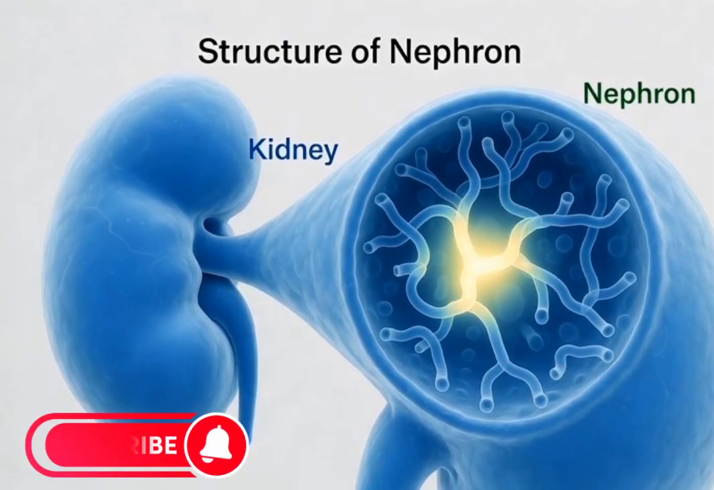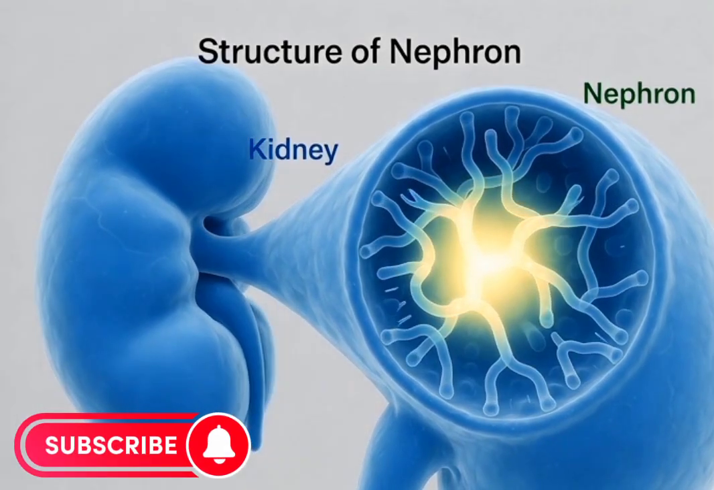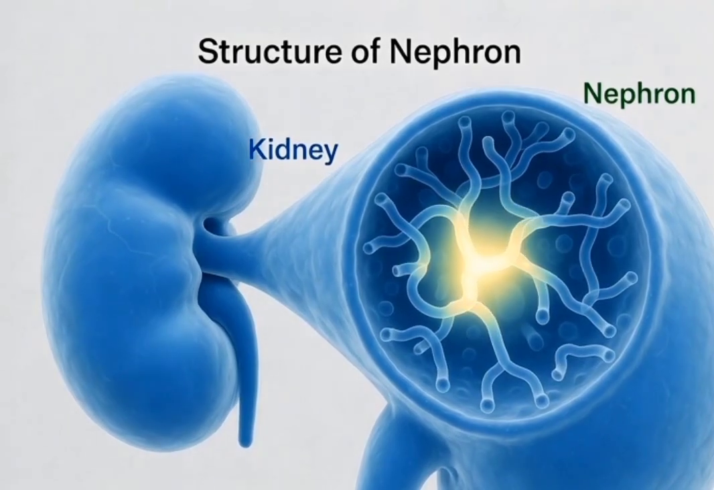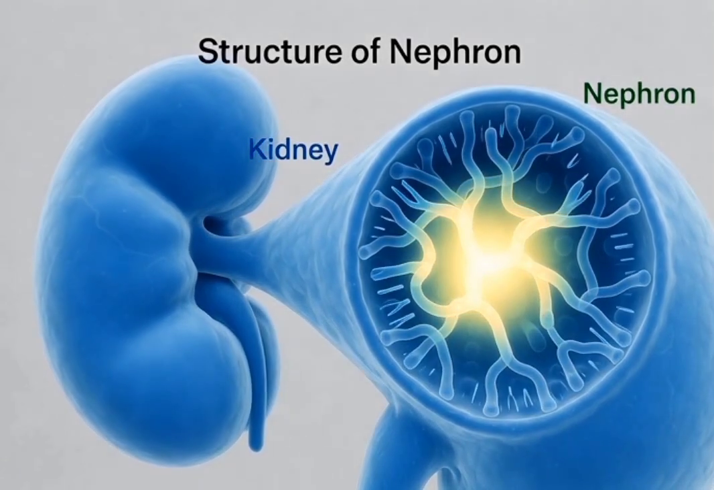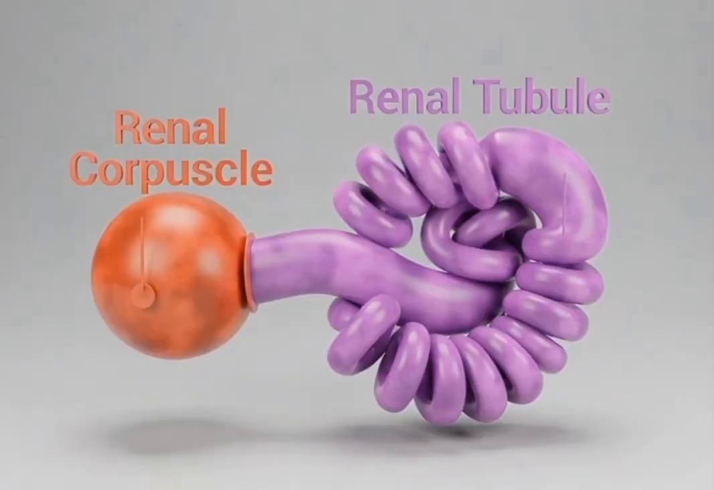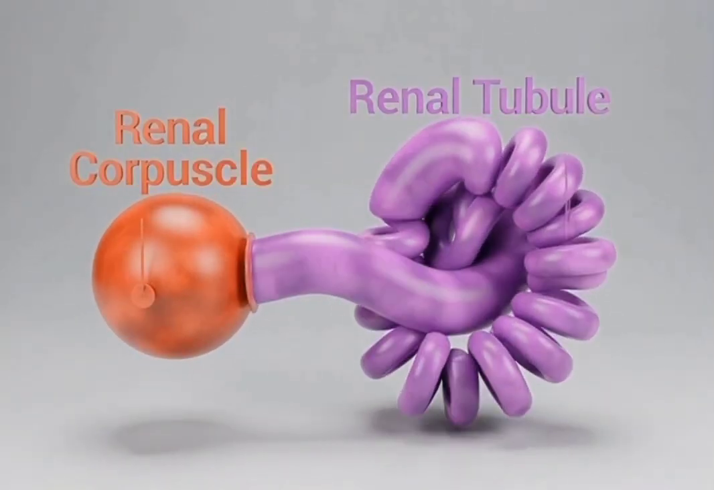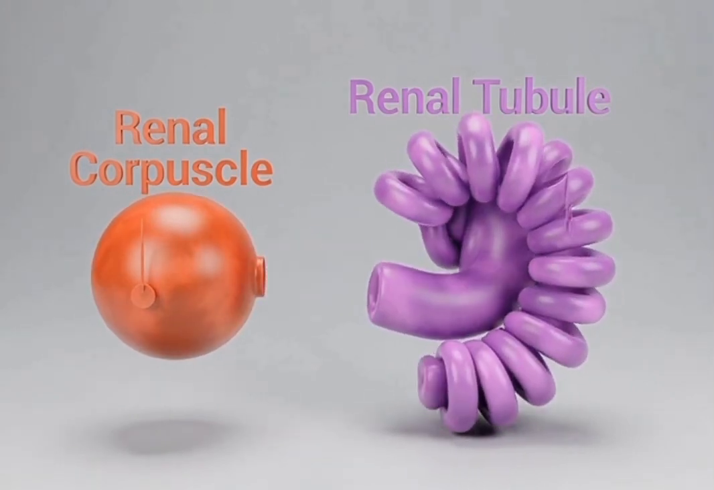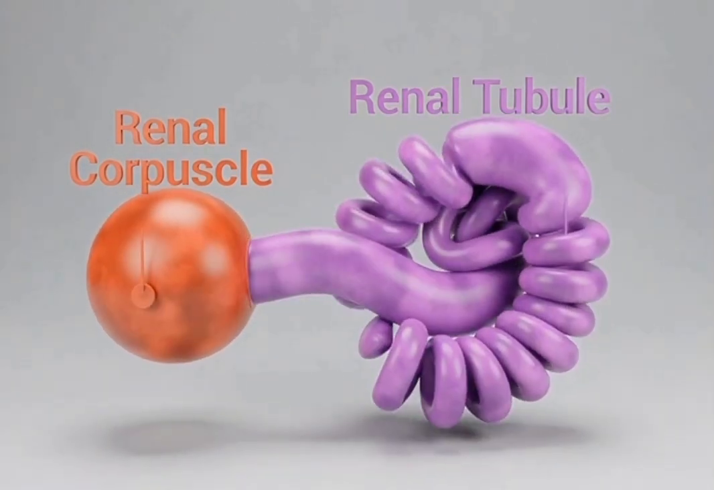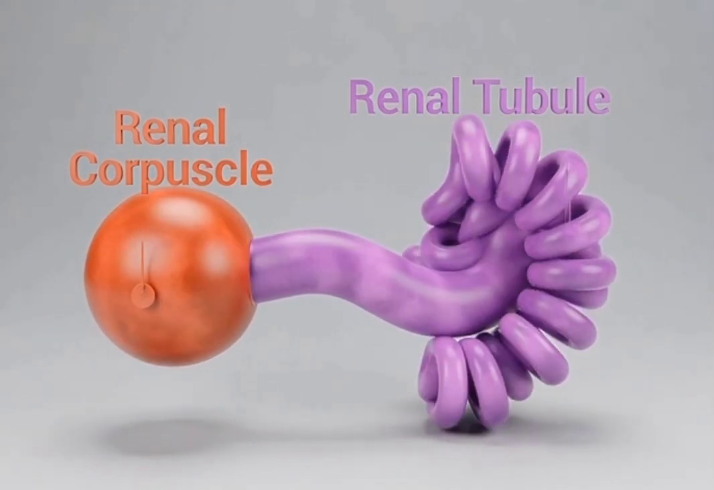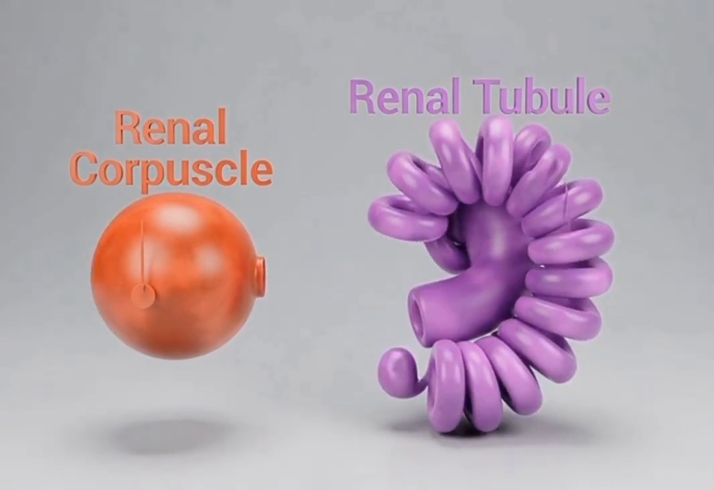The nephron is the structural and functional unit of the kidney. Each kidney contains nearly 1 million nephrons. They filter blood continuously. A nephron is divided into two main parts. The first part is the renal corpuscle. The second part is the renal tubule. Together they perform the blood filtration process.